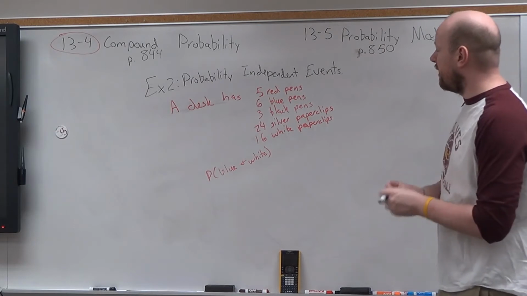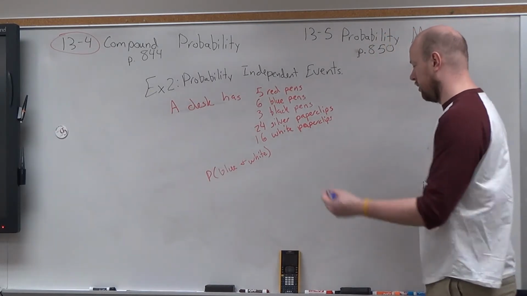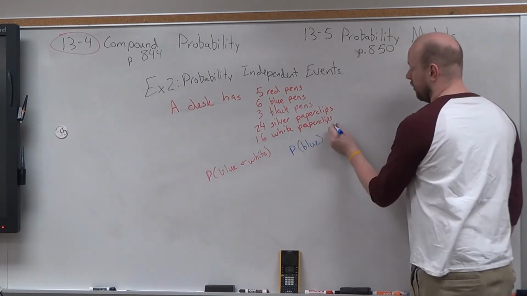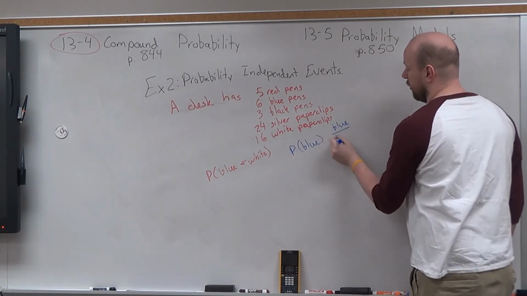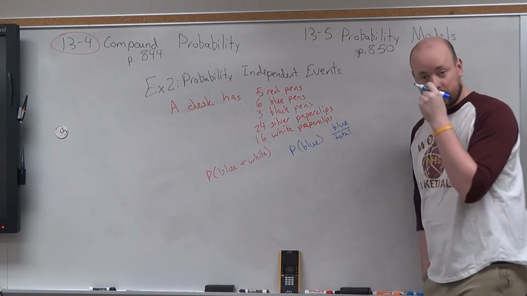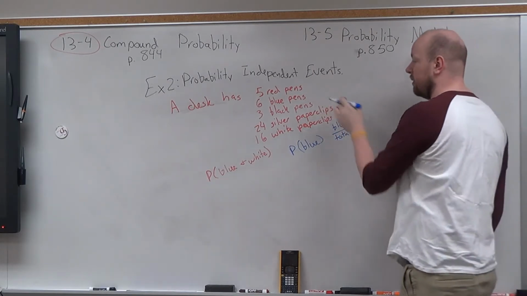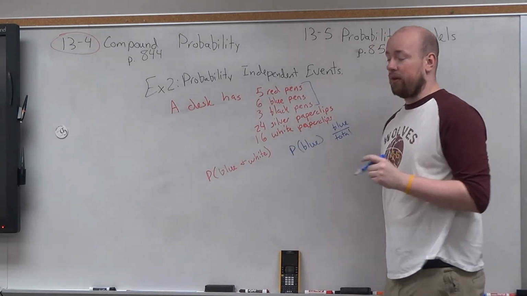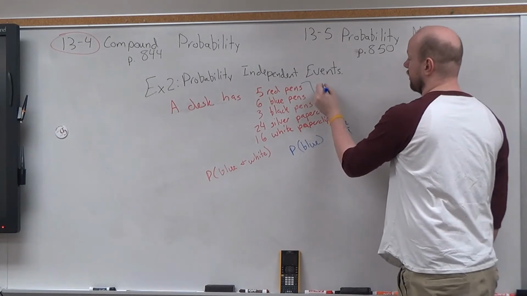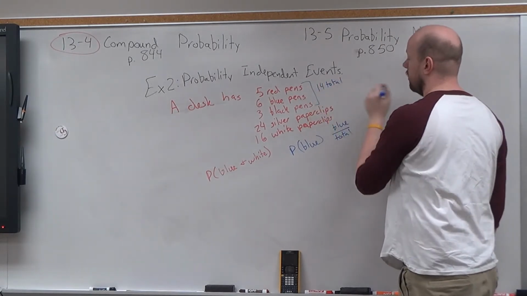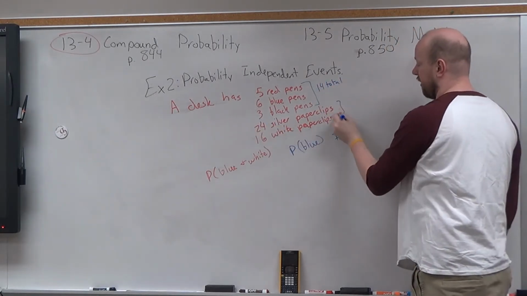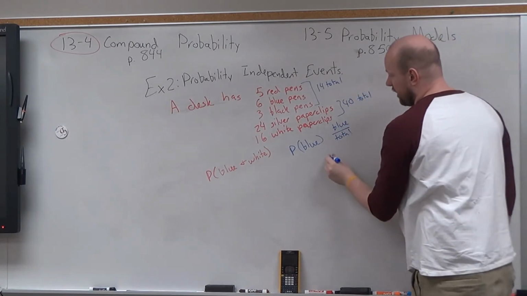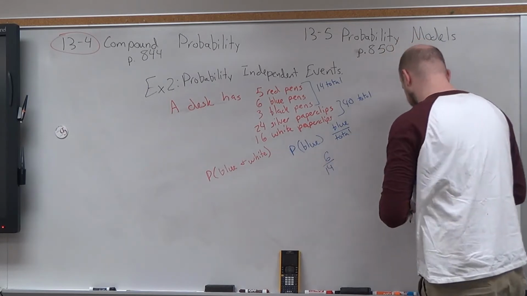So I need to find the probability that I would get a blue pen. Well, the probability of blue would just be blue over the total. That's just probability old school, right? So I have 6 blue, but I have, let's see, 5 plus 6 would be 11, plus 3 gives me 14 total. And then 24 plus 16, I'm going to have 40 total paper clips. So my probability of blue would be 6 over 14.